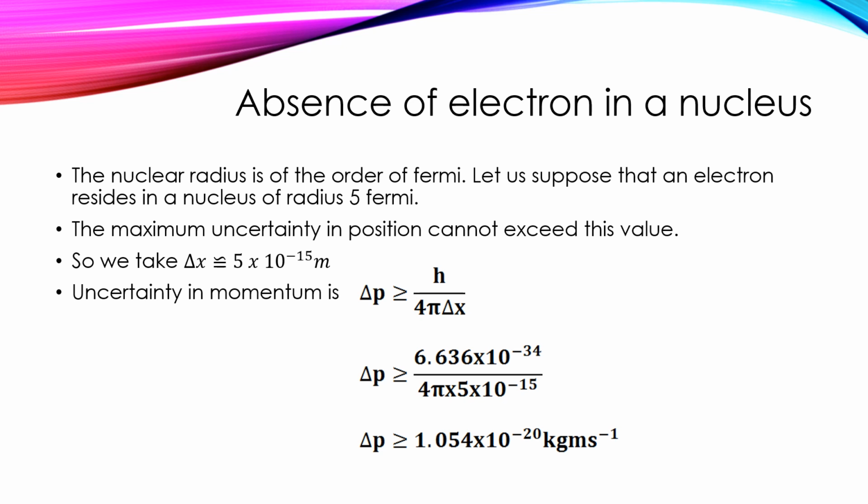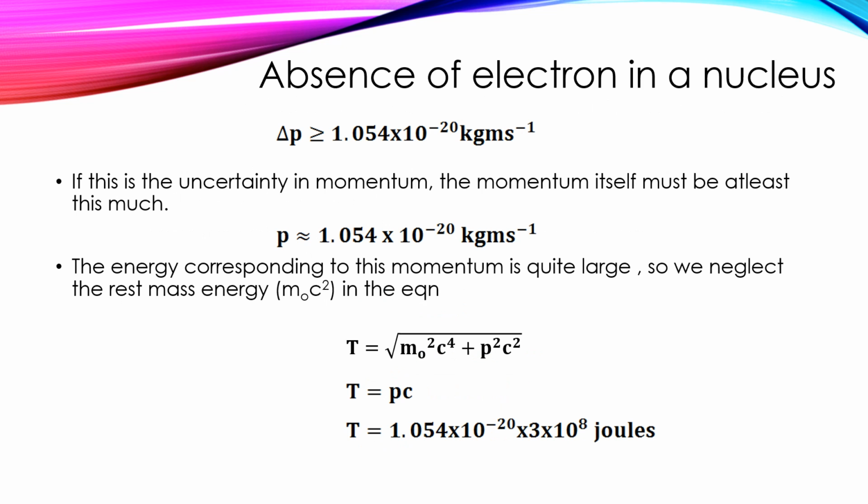On simplifying, you will get delta p as greater than or equal to 1.054 × 10^-20 kilogram meter per second. If delta p, the uncertainty in momentum, is of the order of 10^-20, then momentum p itself must also be of the order of 10^-20.